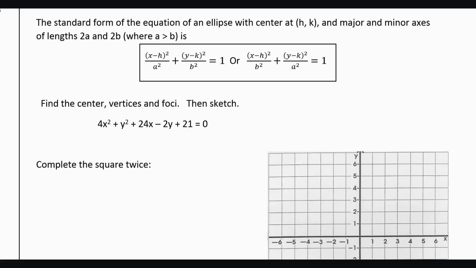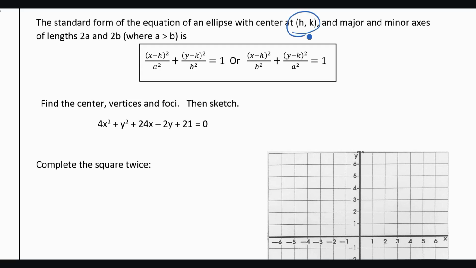Okay, now we're going to look at ellipses when we move the center, translate the center. Here you'll notice it'll look very similar to a circle where we've translated the center. So here we've got the standard form of an ellipse with the center at (h, k), just like a circle, and major and minor axes of length 2a and 2b, where a is always bigger than b.